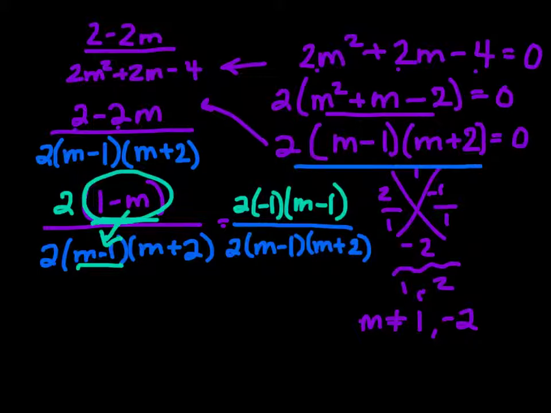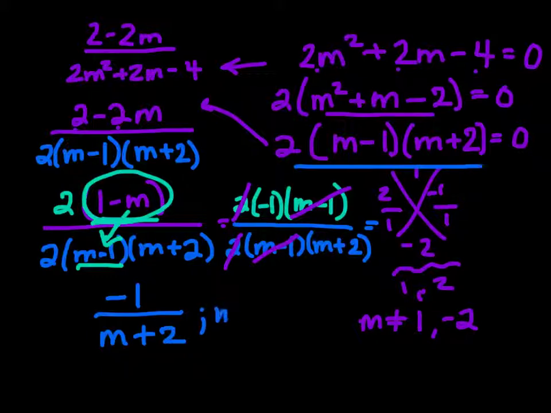After that, we just need to get rid of all of the extra fluff. If we have something on the bottom that matches something on the top, we need to take care of it. So m minus 1 is on the top and the bottom, and we have a 2 on the top and the bottom. So we can rewrite all of this as a negative 1 on the top over everything that's left on the bottom, m plus 2. Negative 1 over m plus 2, where m cannot equal 1 or negative 2.